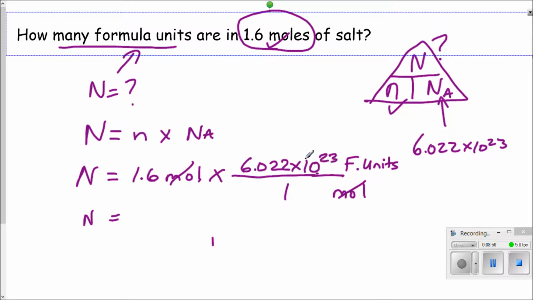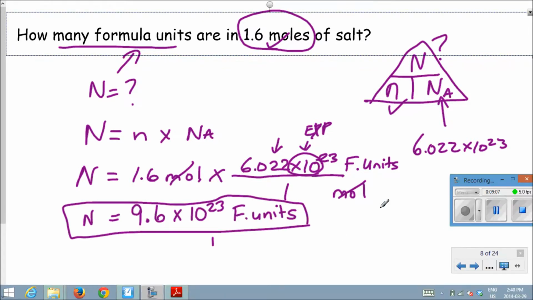So what you do is you put this number in first, put 6.022 times, and then instead of times, put in EXP here, and then hit 23. Okay, so EXP button 23 equals times 1.6. If you did it correctly, you should get this. So if we take a look, we have 9.6 times 10 to the 23 formula units.